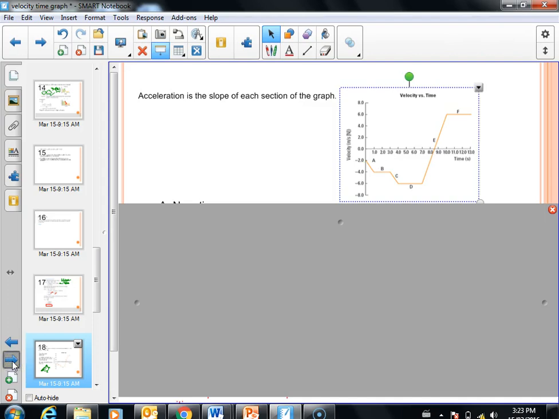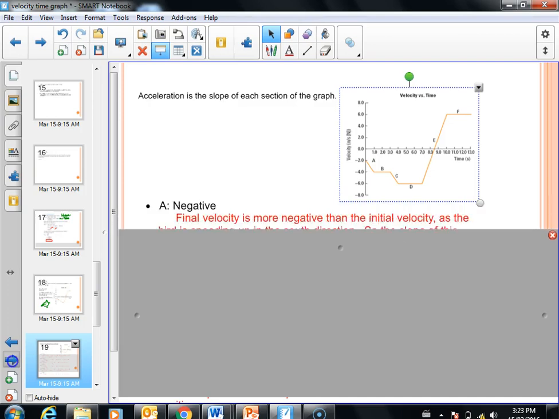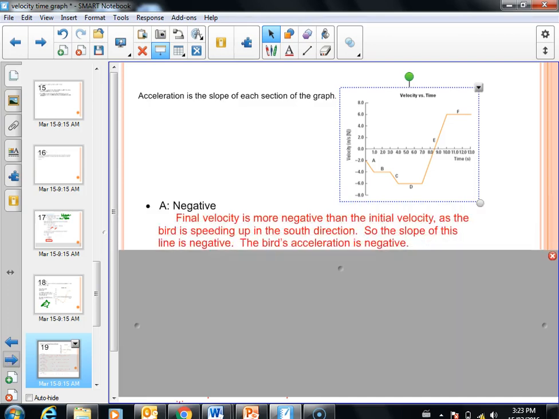And we'll go next. Okay, so here is the graph again of our bird. And we're going to look at acceleration, which is the slope. So the first part, A, is here. And we notice, remember, this is north. It's hard to see. So this is north, and this is going south. So in the first part, our acceleration is negative because the final velocity is more than its initial velocity. It's also speeding up in the southern direction. So the slope is negative, and the bird's acceleration is negative.